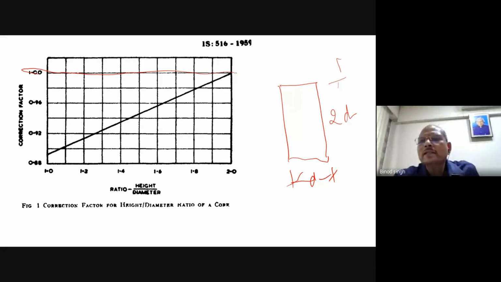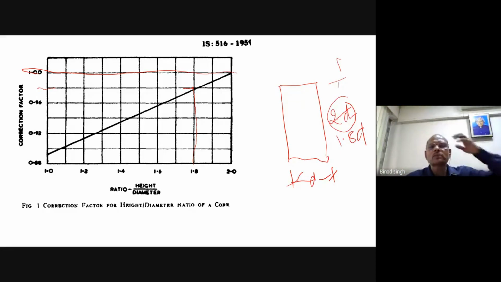Suppose this height is not 2D, you may be getting 1.8D. Then the correction factor is here. You have to go like this, then apply the correction here. This will be 0.98. So similarly, like this 1.2, 1.4, 1.6, and so on. So that you have to measure.